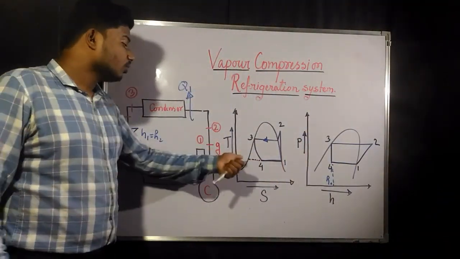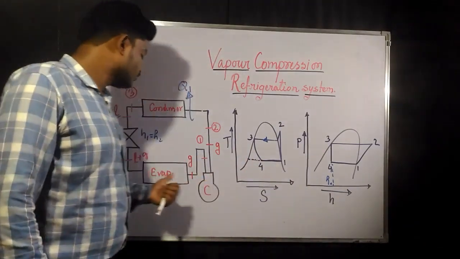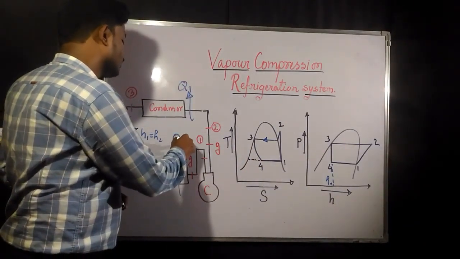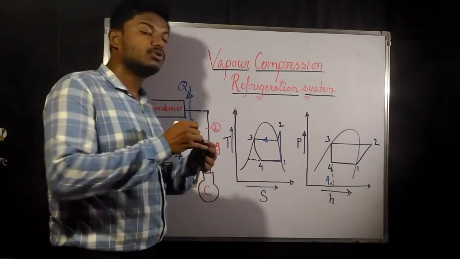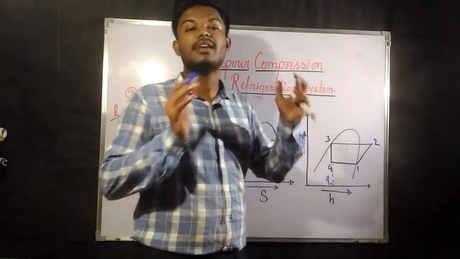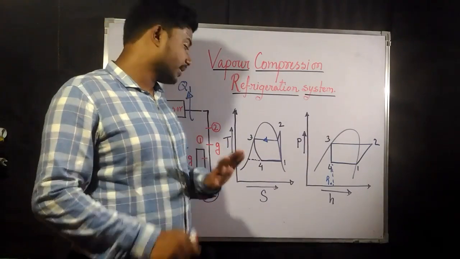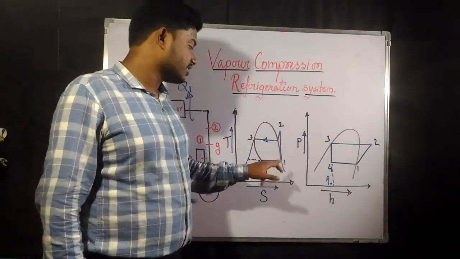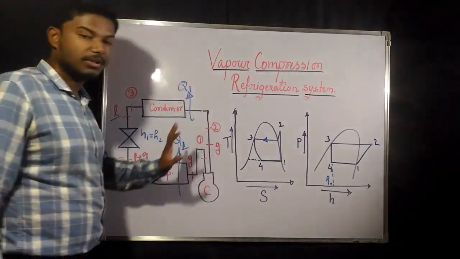Now 4 to 1 is what? 4 to 1 is the heat input to the system, that is, heat rejection from the space where we need to maintain the temperature. So 4 to 1 is a heat input to the system, and 1 to 2 is the compressor work.